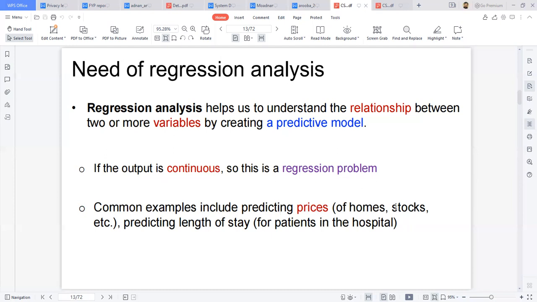And stocks also, the value can be between decimal points, so we can also apply regression. Predicting length of stay for patients in the hospital: it can be any days, any hours, any minutes, so it will also be a continuous value. So we can apply regression.